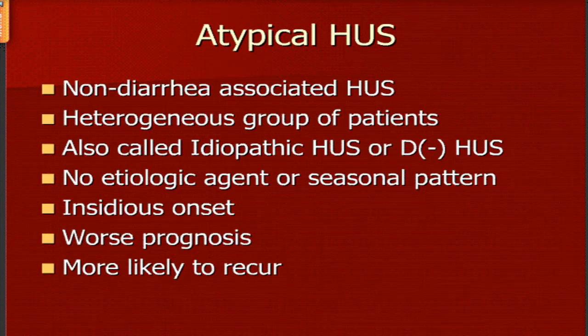While in the atypical form there will be no diarrhea before it, and it will have no specific etiological agent. It will have a worse prognosis and a tendency to recur, because the defect, as we said, may be in the complement, or due to a drug the patient takes, or an autoimmune disease, so it may recur more than once.